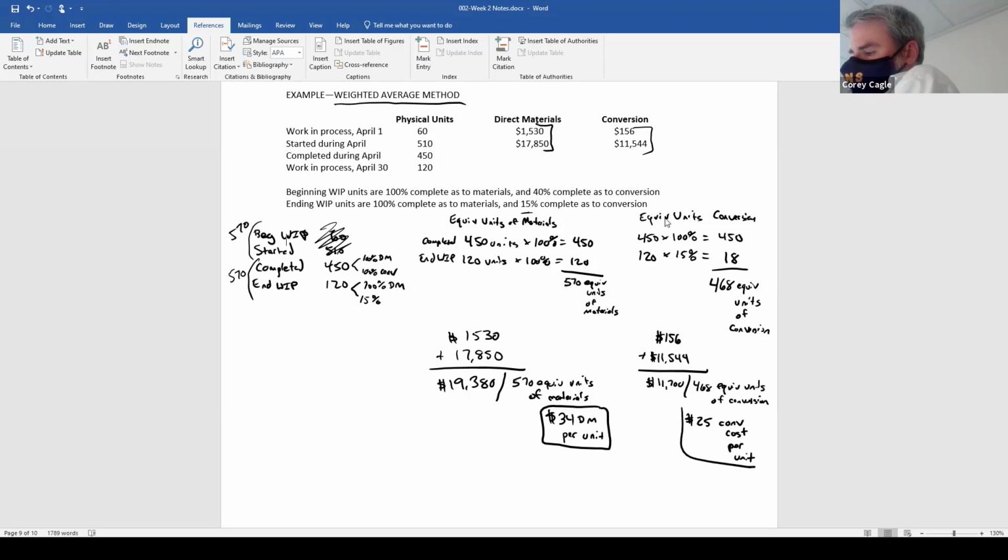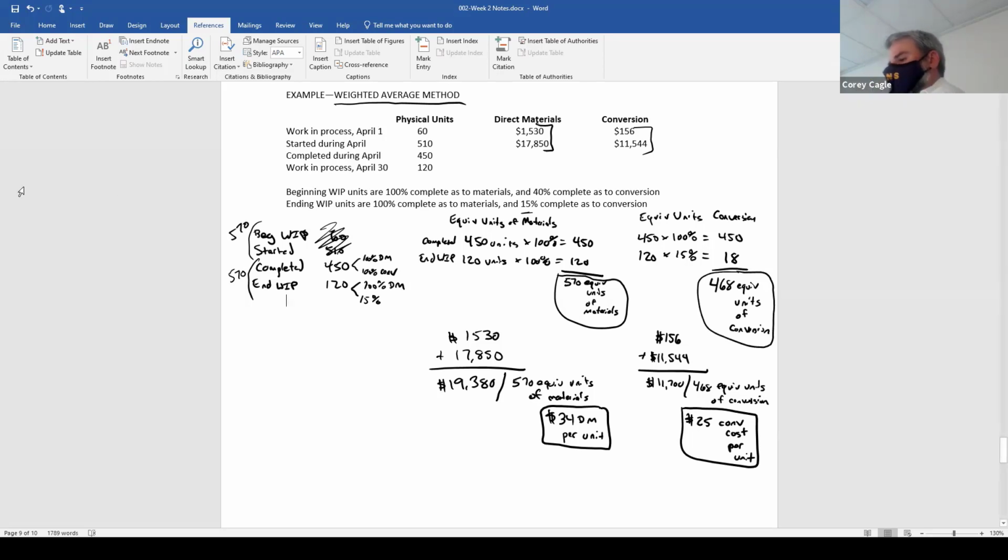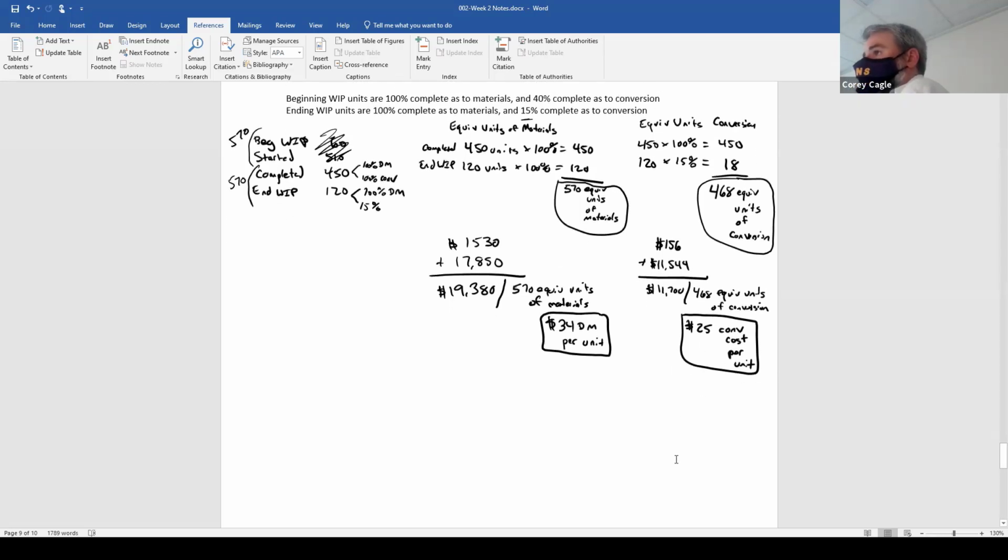That could have been a question. So any of these things could have been questions along the way. Just go with that number. They could have asked us equivalent units of materials. They could have asked us equivalent units of conversion. They could have asked us cost per equivalent unit of materials, cost per equivalent unit of conversion. They could have asked us total cost of any unit.